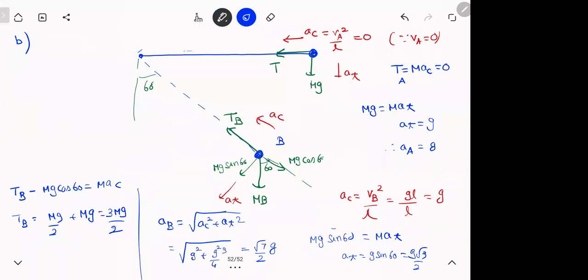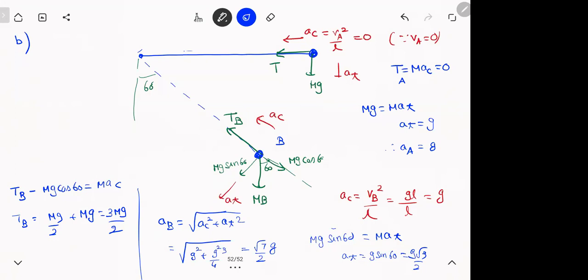Mostly in NEET, they'll ask you at the lower position. They'll keep it simple. But can't say. If they want to torture you, they can ask you this much: find the acceleration at B. You have to find the speed, you have a tangential and a centripetal. But you should become comfortable with that level of questions.